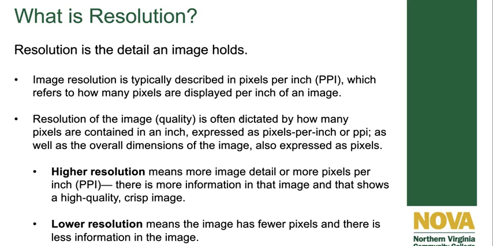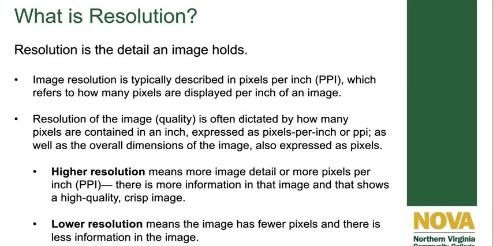Quality or resolution in the image is often dictated by how many pixels are contained in an inch of that image, and that's the PPI. It also relates to the overall dimensions of the image, which is also expressed as pixels. So that information, those pixels, cannot be created by Photoshop. That is native to the image. It's how the image was originally photographed. How the image was originally scanned determines how many pixels are in that image.